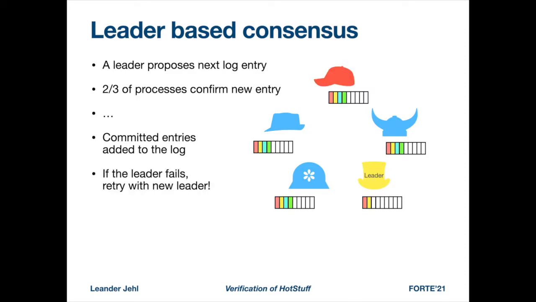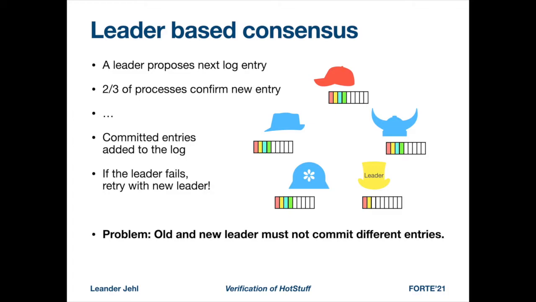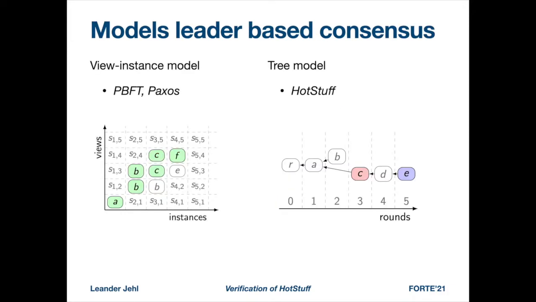If the leader fails, then usually a new leader can retry, and the fundamental problem in leader-based consensus is how to ensure that the old and new leader do not commit different entries at the same index. Many leader-based consensus algorithms use the view instance model. Examples are PBFT and Paxos. HotStuff, on the other hand, uses the tree model.